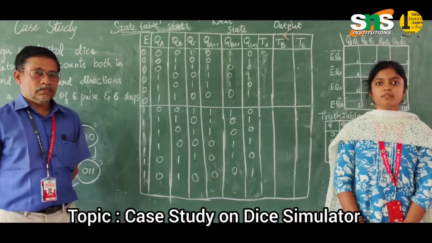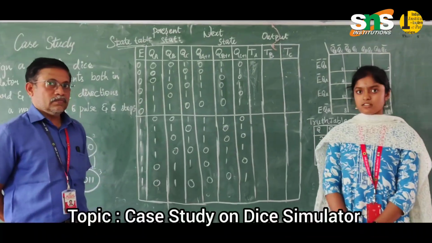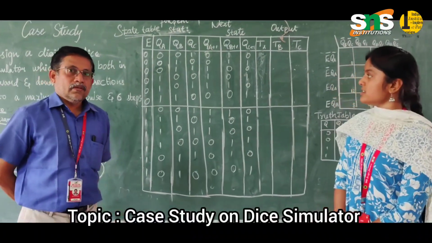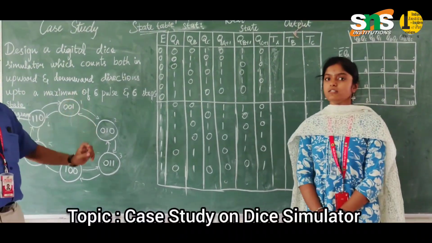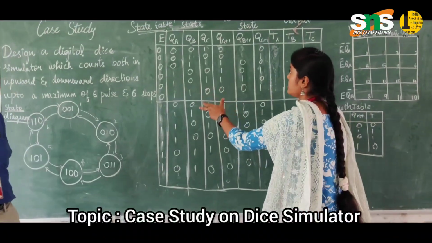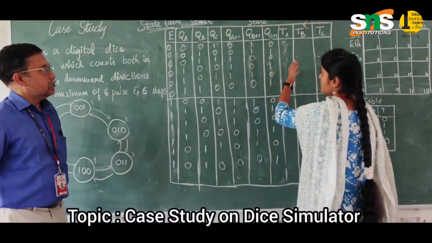My name is Kavipriya. I am from the EEE Department, second year. Today I am going to explain the state table or excitation table. Before going to this topic, I am just going to recall the digital dice simulator. It is a counter circuit which generates the numbers 1 to 6. So according to the die number, we are taking a state table with present state, next state and the output.